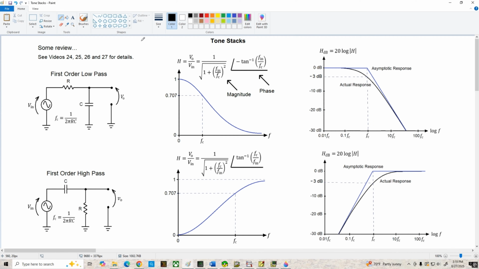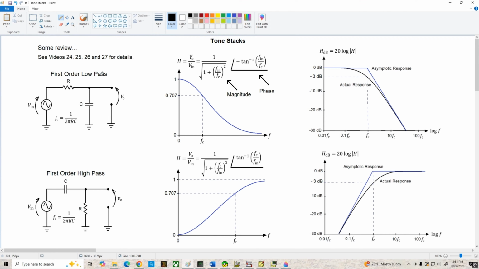Today we're going to start talking about tone stacks or tone controls for amplifiers, and we're going to begin with a little bit of review of the basic first order low pass and high pass RC filter sections. If you want to see some more detailed analysis of these, go back and review videos 24, 25, 26, and 27.